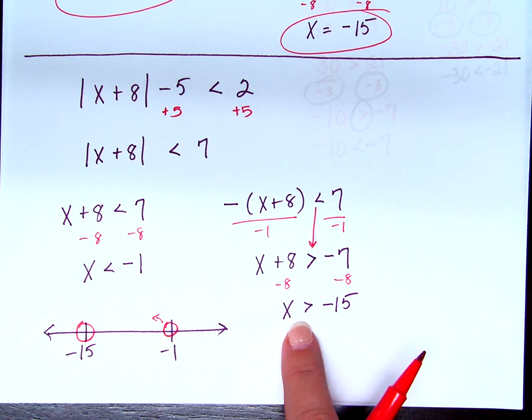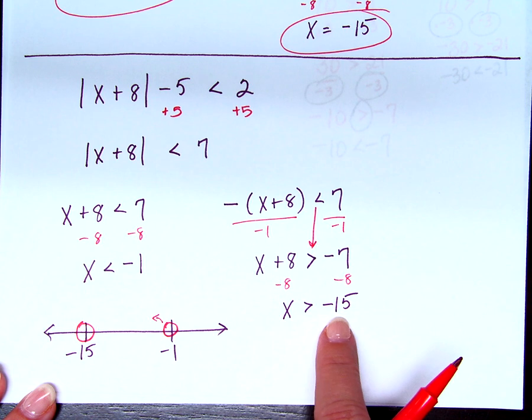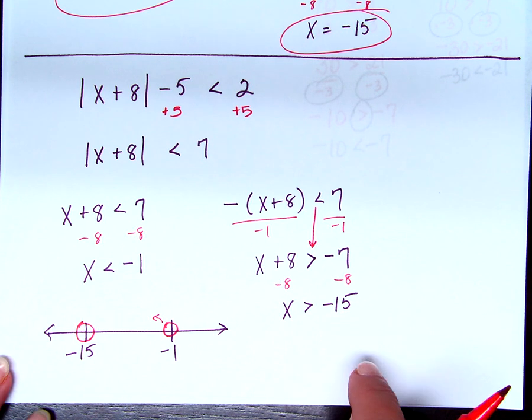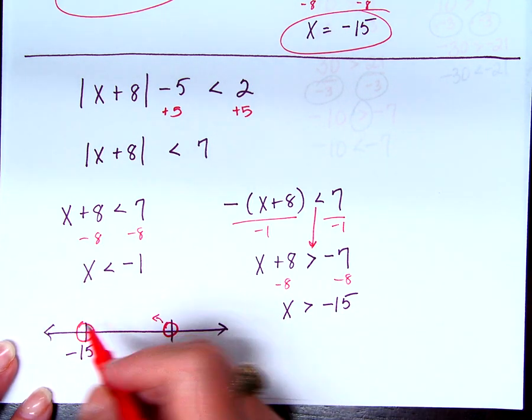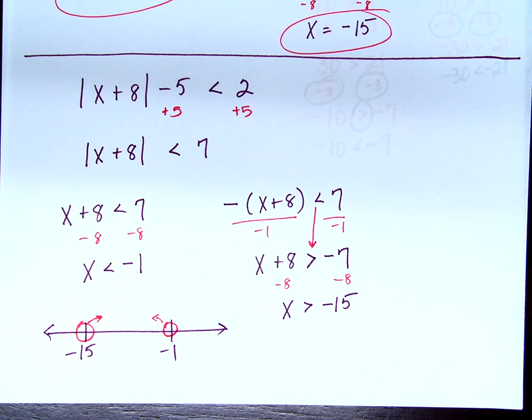Okay? Now, which direction is greater than negative 15? To the right of it or the left of it? Greater than is to the right, right? Now I need to shade either where they're both true or not. Here's what I mean by that. Can I shade right here?